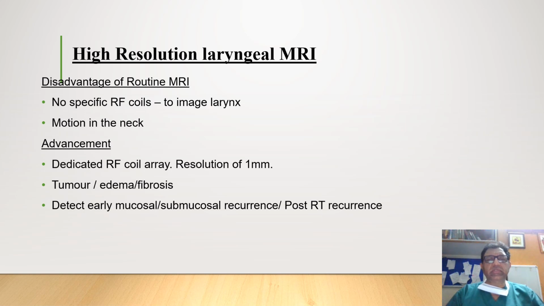High resolution laryngeal MRI. The disadvantage of routine MRI is the motion artifacts, but with the introduction of dedicated radio frequency coil, the resolution is up to 1 mm, and MRI can easily differentiate between a tumor, edema and fibrosis. It detects early mucosal, submucosal recurrence, and is especially helpful in patients who have undergone radiotherapy.